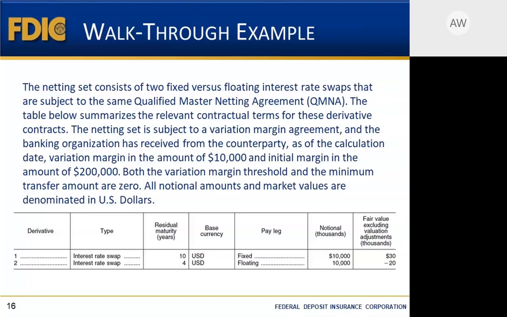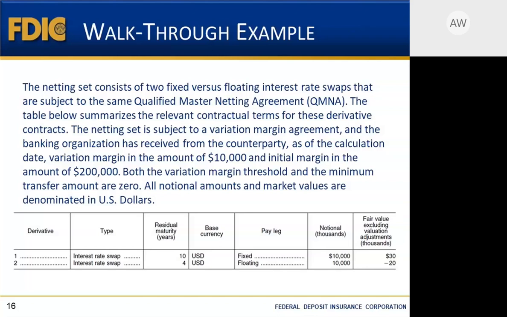So our 2 derivatives: derivative number 1 is an interest rate swap with a residual maturity of 10 years that pays a fixed leg, has a notional of $10,000 and a fair value of 30. And the second derivative is an interest rate swap with a residual maturity of 4 years that pays a floating leg, again the same notional of $10,000, and the fair value is minus 20.